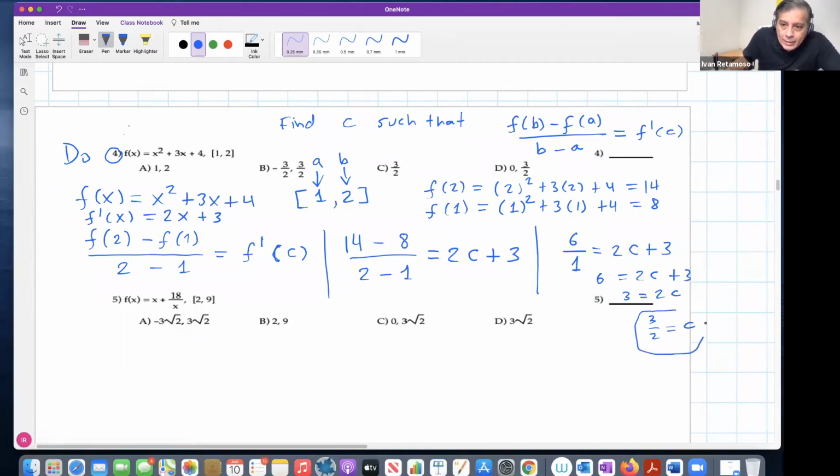But before we sing victory, we have to verify that this value is actually inside the interval 1, 2. We know that 3 halves is the same as 1.5, right? So indeed, yes, it's inside. It's inside somewhere, not necessarily in the middle. It could be anywhere, but it's inside. So then we check and say, this should be our answer, right? Very good, very good. Number 4.